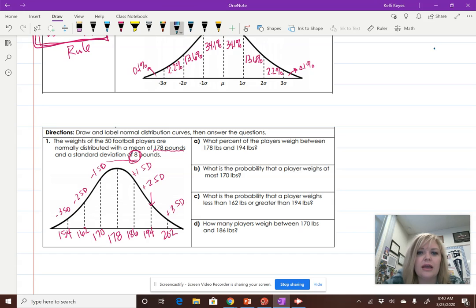Ooh, that's pretty. Okay, so what percent of the players weigh between 178 and 194? So 178 is the mean, and 194 is 2 SDs, right? So I'm wanting this area. I'm going to shade it in for just a second.